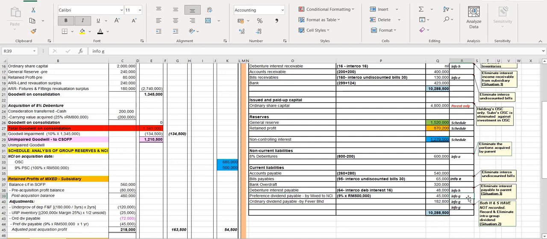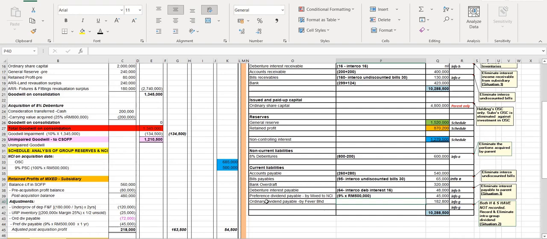Since you can check information G, the parent company did not acquire the preference shares, so no rights to get the dividends. So everything belongs to the non-controlling interest.